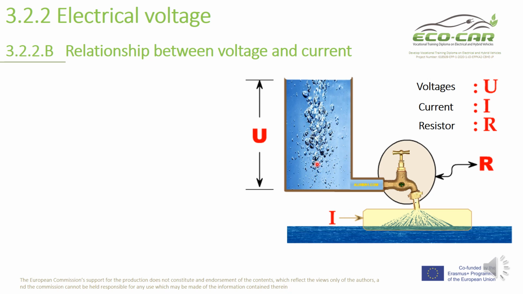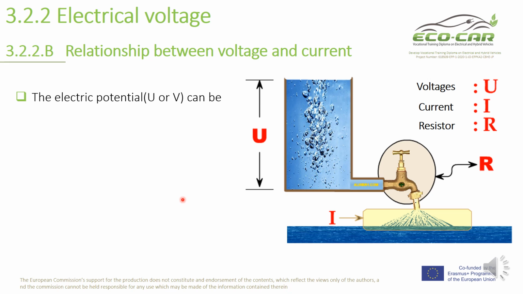We have here a tank with a water tap, and this is the flow of water. So the height of the tank means voltage, electricity, and current means the flow of water, and the manual controlling of this water tap is the resistor, as in the electrical circuit.